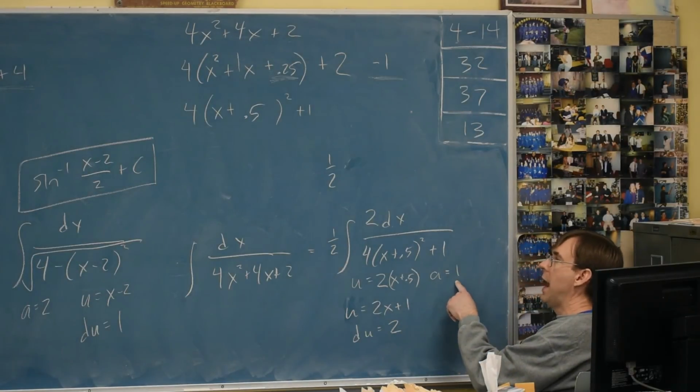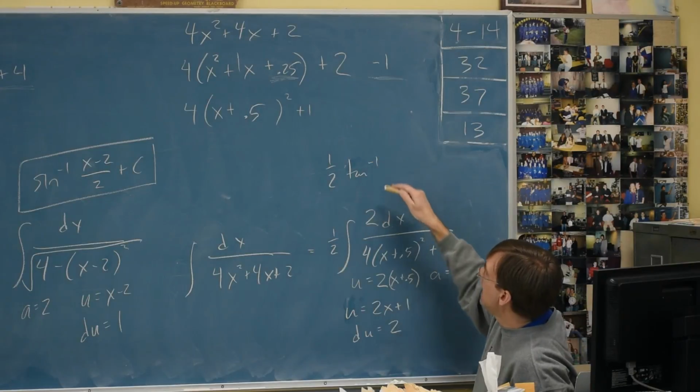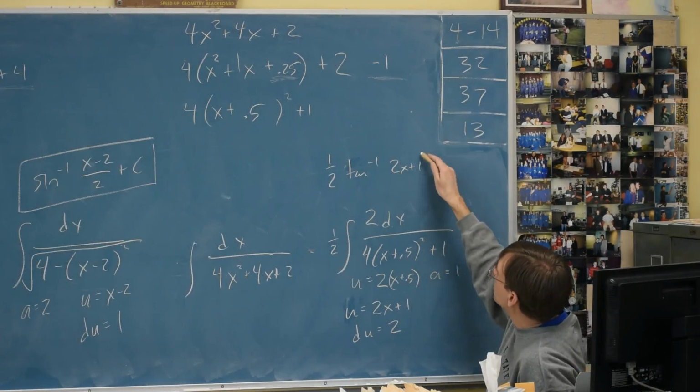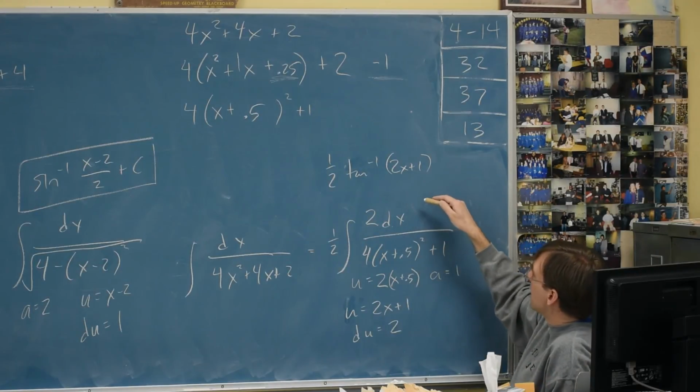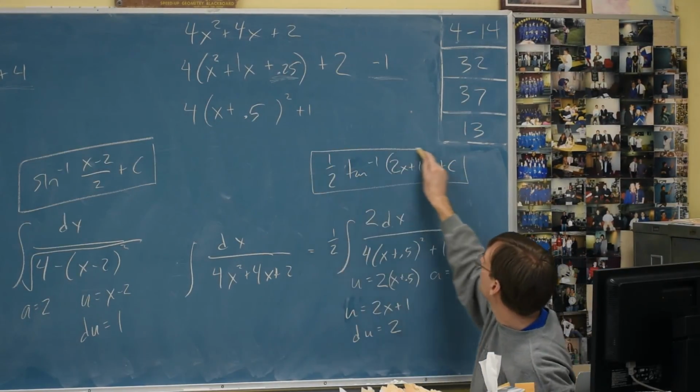Tan does 1 over a, so 1 over 1 is useless. Tan, u over a is 2x plus 1. I don't need to go over 1 for the a, but plus a c.